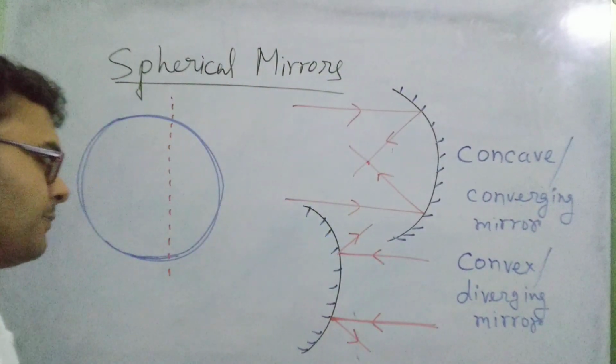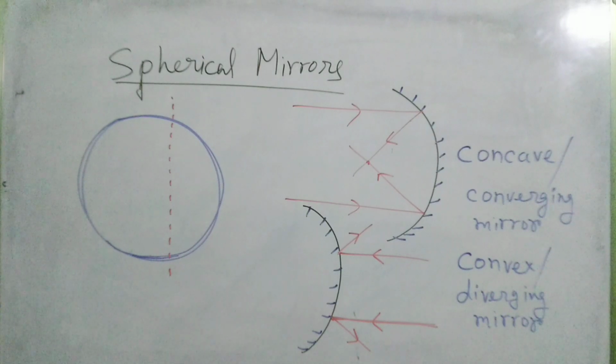And if we consider the types, spherical mirrors are of two types. One is the concave or converging mirror, the other one is the convex or the diverging mirror. So these are the two kinds of spherical mirror that we have.